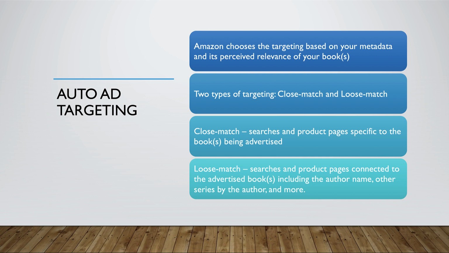Now, loose match is going to be based mostly on your metadata. So that includes your author name, your series title, other books by you, the keywords that you use in your KDP keywords, the categories you choose, and it also considers your historical sales. If you look at your suggested keywords when you create a keyword ad, that gives you a good idea of where Amazon kind of sees where they're going to start putting you. And some of those suggested keywords are a little weird.